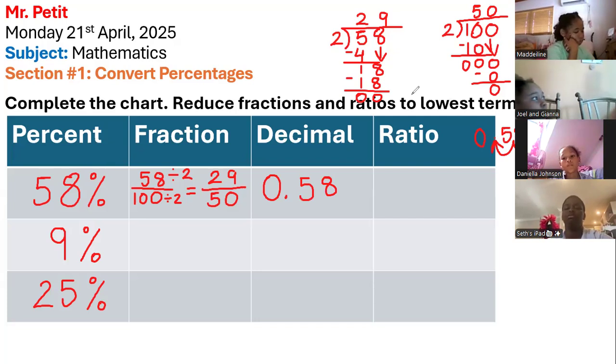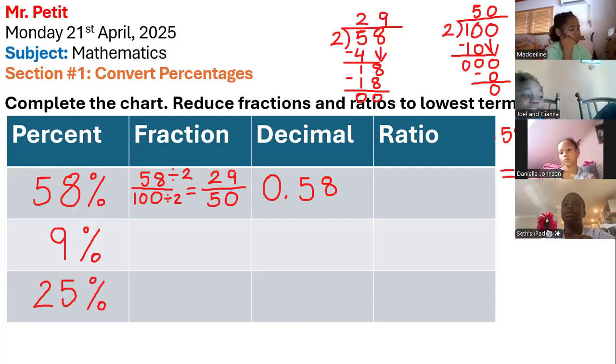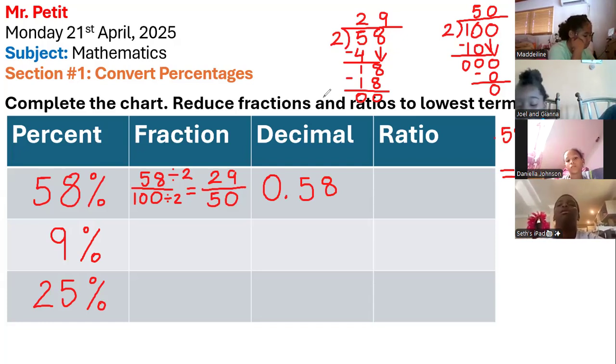And so the answer is gonna be 0.58, because we moved the decimal point over twice. So it's gonna be 1 and 2.